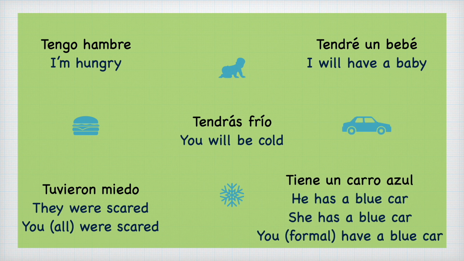Tiene un carro azul. This one could mean he has a blue car, she has a blue car, or you, informal, have a blue car. So we really have to pay attention to the context, or we could use the personal pronoun in this type of situation.